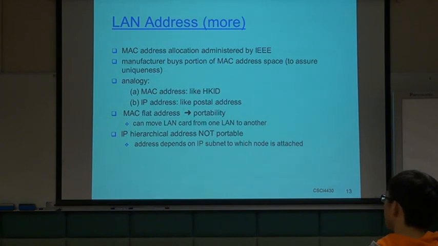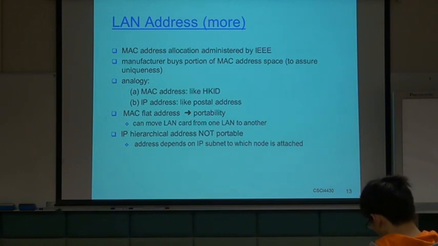For example, if you have an address 137.189.90.6, you cannot move the address to the United States because this IP address must be within the CUHK network. So that's what it means by non-portable. What it means is the address will have to be associated with the IP subnet to which the node is attached. So you have to distinguish these two things.